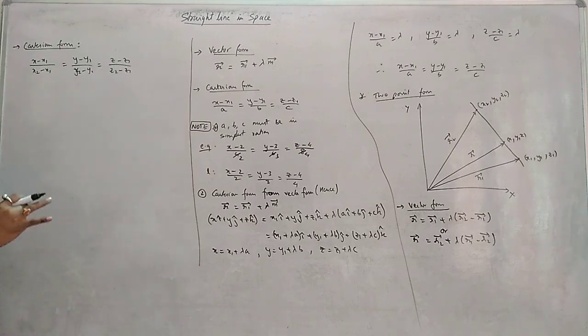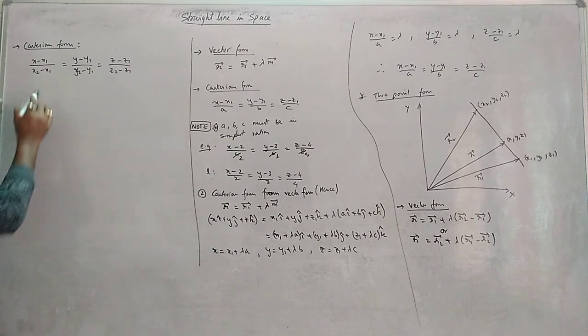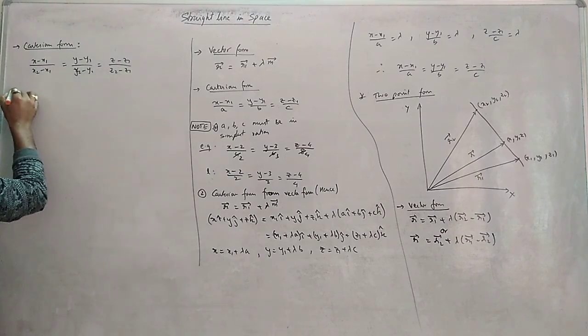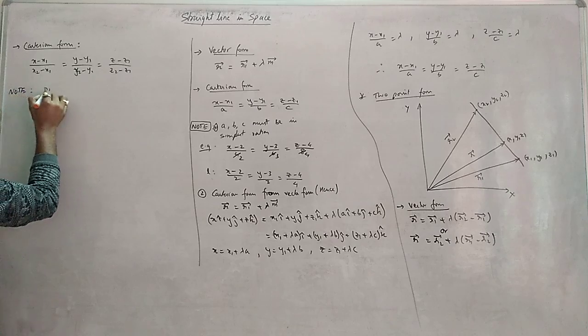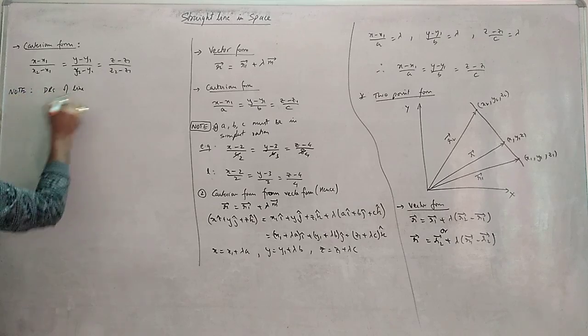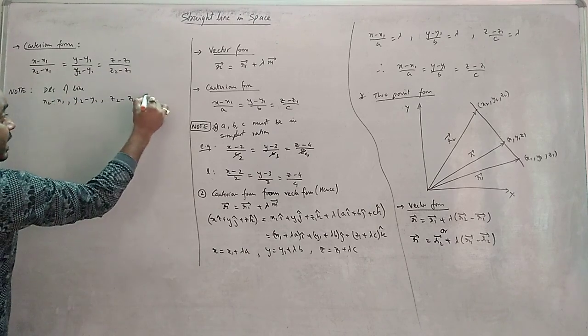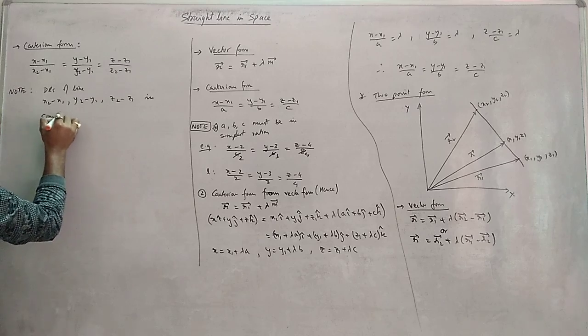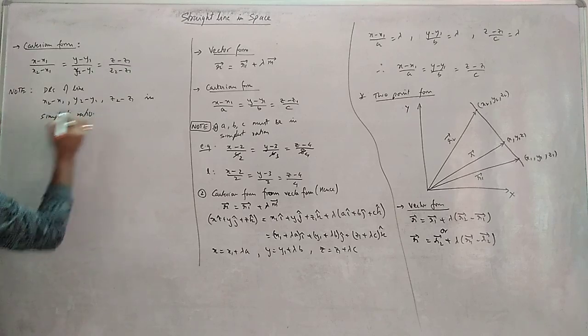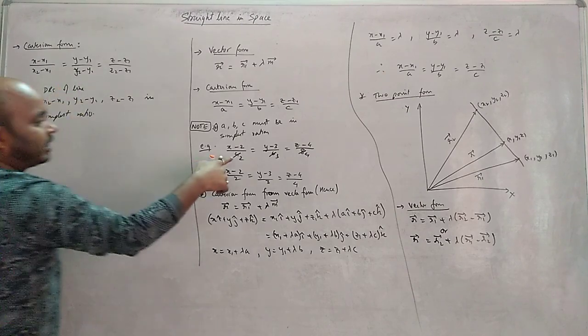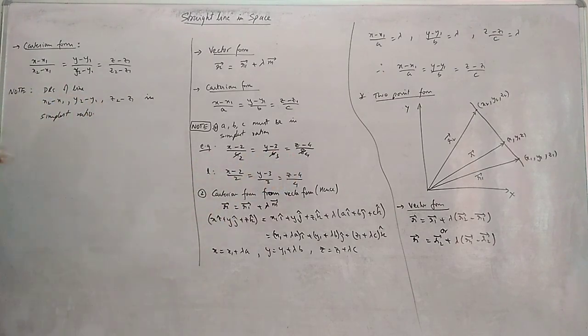Please don't forget these things, class. Okay. Now, one more thing. So what are these DRs? तो यहाँ पे कुछ नोट लगा के रखना. So if I say what are DRs of line? The DRs of line is x2 minus x1, y2 minus y1, z2 minus z1 in simplest ratio. Okay, the same funda. For example, ये माइनस करके ऐसा आता है 4, 6, 8. तो ये DR नहीं होगा. उनको simplest ratio में करना पड़ेगा. Then it becomes a DR. I hope you understand class.